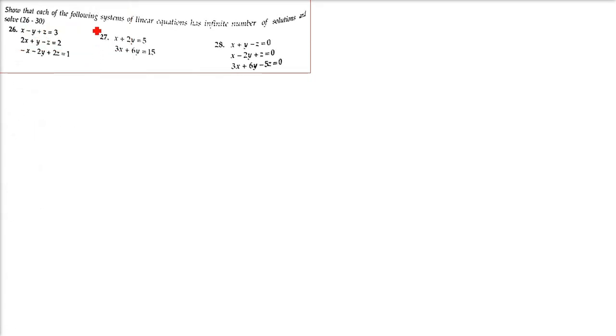Show that each of the following systems of linear equations has an infinite number of solutions and solve. What does it mean when we have an infinite number of solutions? That means when I ask you that in a line, how many points are there? You will say infinite points. And when the system of linear equations all represent the same line.